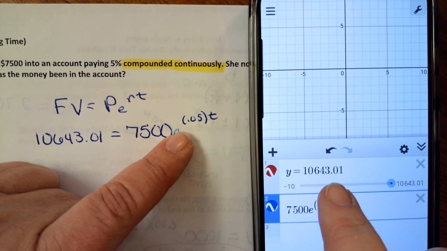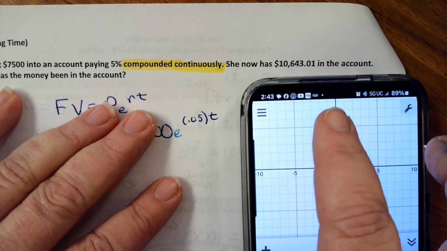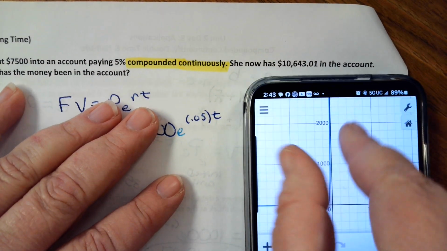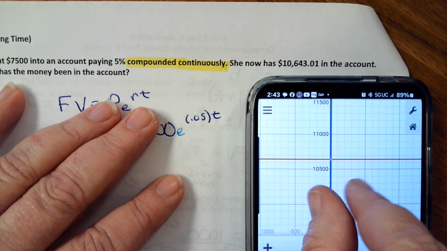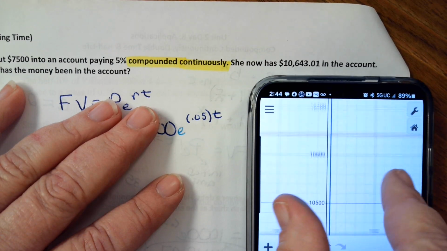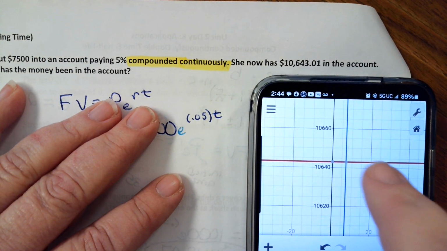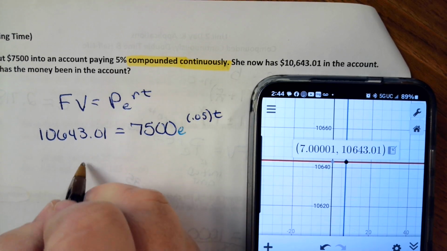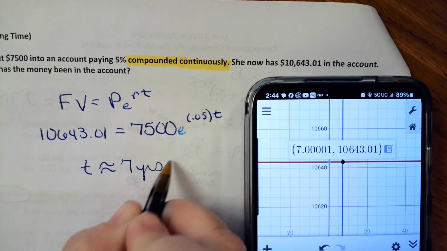All right, my y is 10,643, so that means it's almost 11,000. Notice right now my y is not going up to 11,000, so I'm going to come out here and go to about 11,000. And there is where I can see they intersect. So let me focus on this right here, find their intersection. I can see they intersect right there. So approximately how many years has it been? Well, here, t is approximately 7 years.